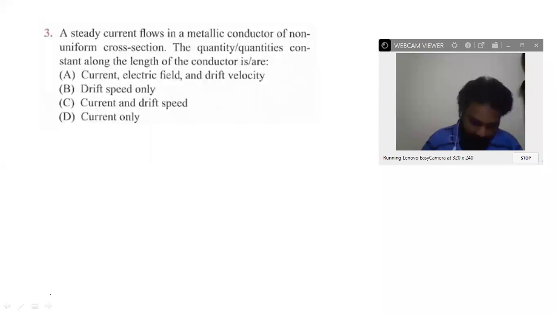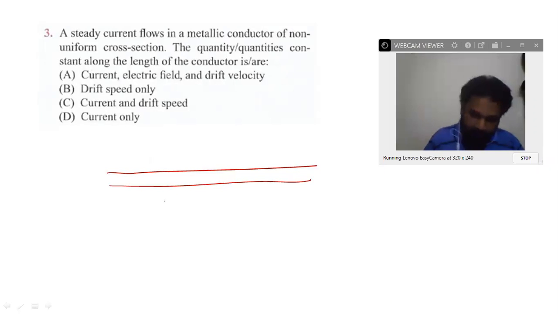Okay, so next one. A steady current flows in a metallic conductor of non-uniform cross section. The quantity or quantities constant along the length of the conductor is. See, a metallic conductor is there. It is of non-uniform cross section, so here the area of cross section is more, here it is narrowing down, all these things are there. Current is flowing through this.